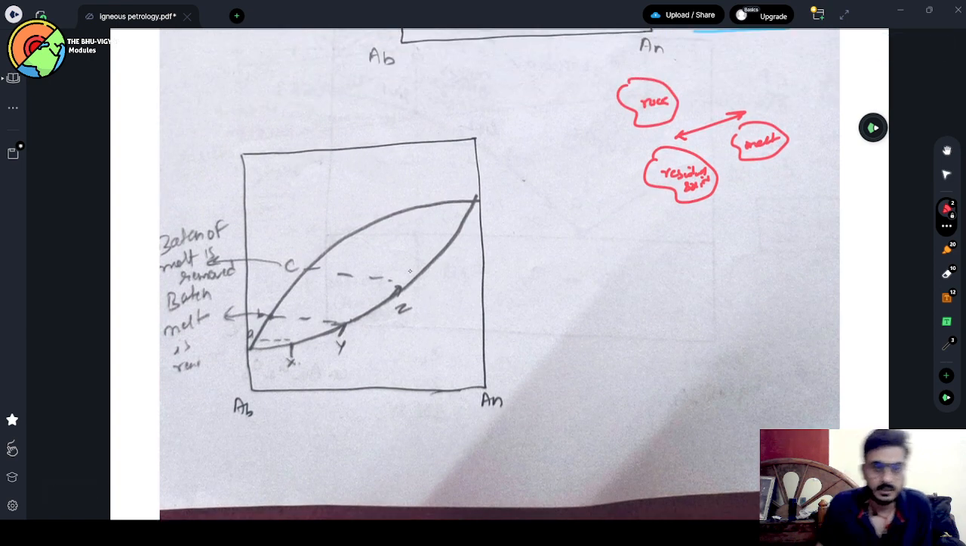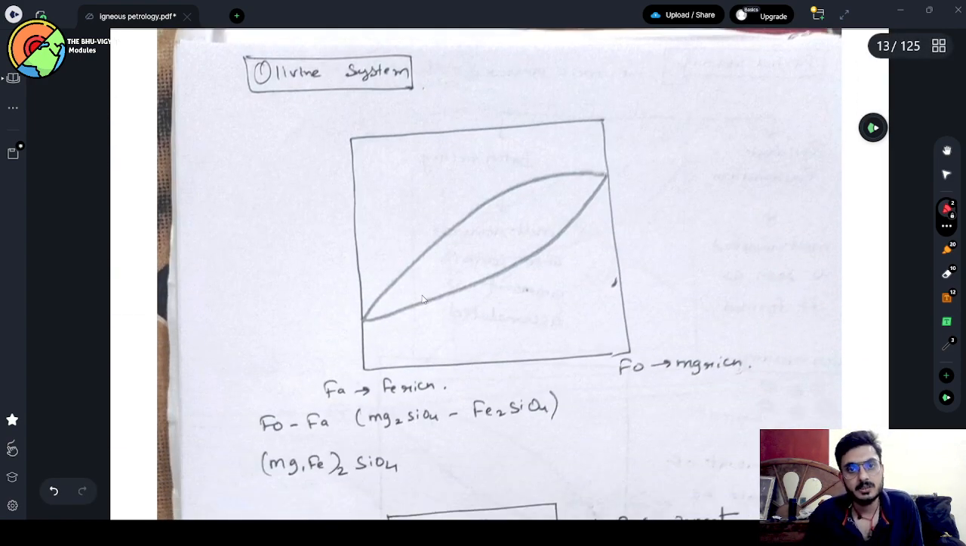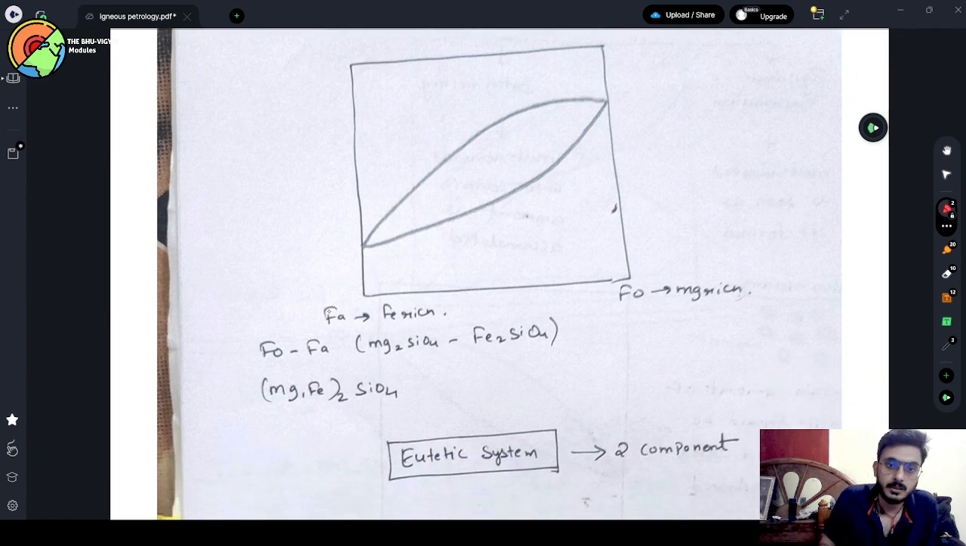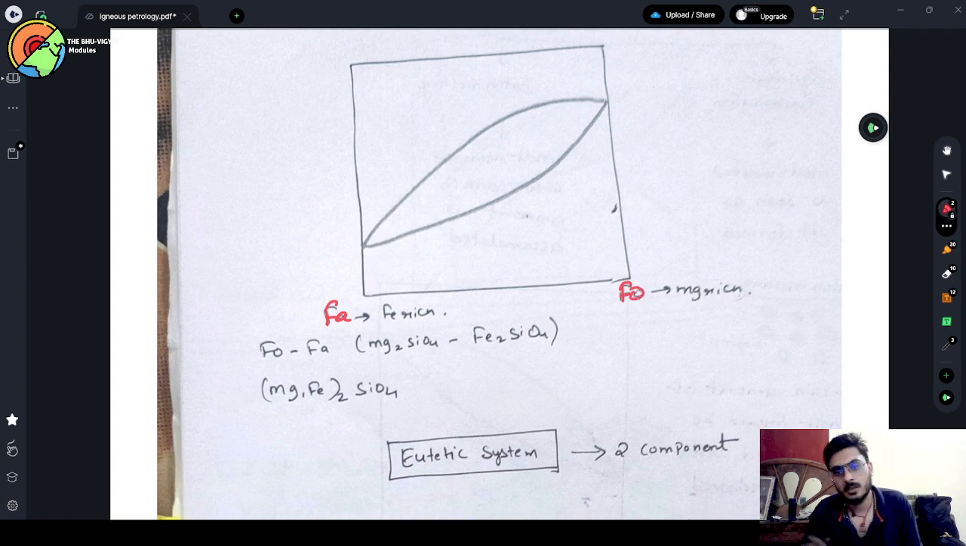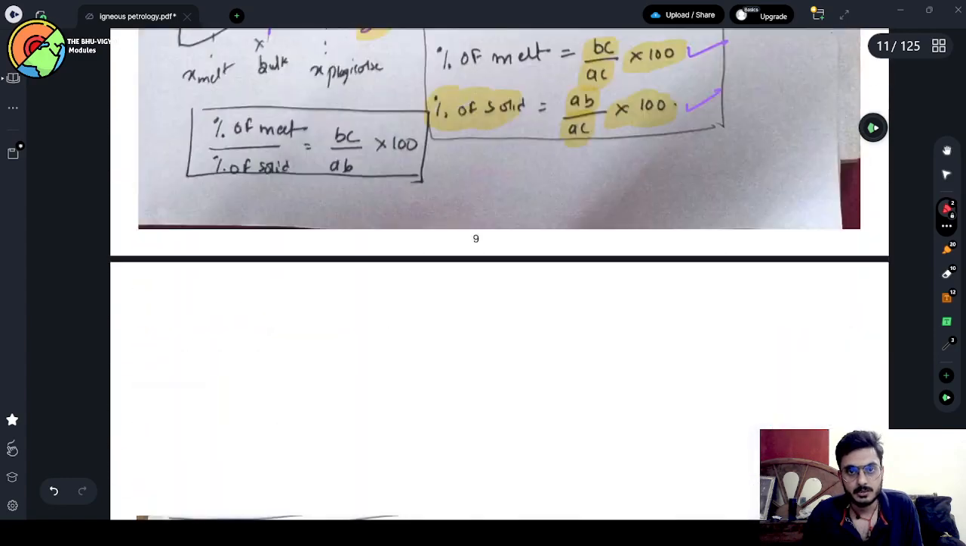Now you can see here how it is formed in batches. From here to here one batch is there, from here to here one batch is there. So this is the composition of the melt. Now this olivine system is similar to the albite anorthite system. So it is between fayalite and forsterite, and there will be solid solution between these. So here I have explained the binary system.